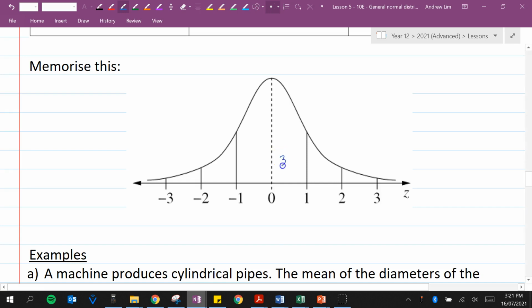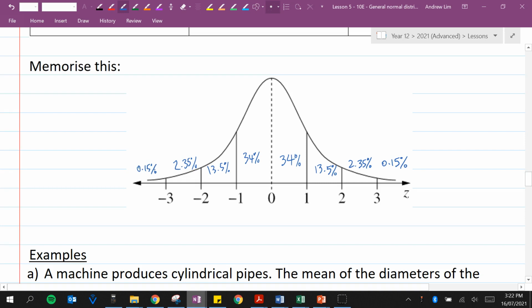So this is what I want you to memorize, 4 numbers. From 0 to 1, it's 34%. From 1 to 2, it's 13.5%. From 2 to 3, it's 2.35%. And above 3, I said before, 0.15%. So these are the 4 numbers I want you to memorize, and it's going to be exactly the same on the other side as well. That will be 34, 13.5, 2.35, and 0.15%.